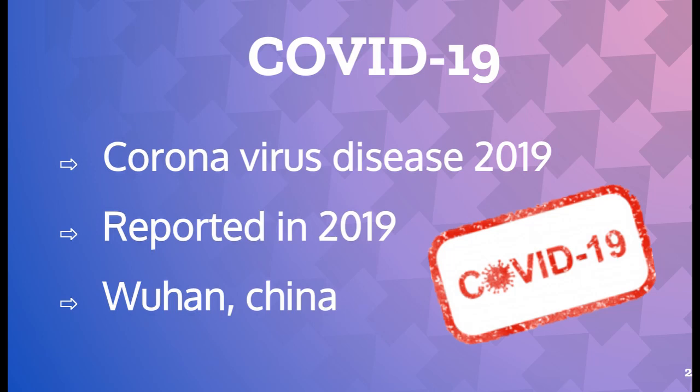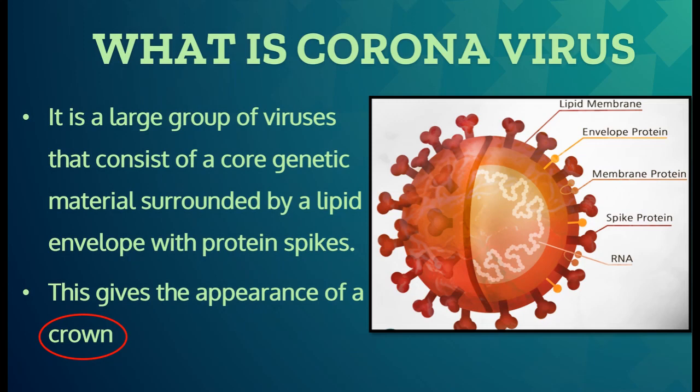COVID-19 stands for Coronavirus Disease 2019. It was first reported in 2019 in a seafood and live animal market in Wuhan, China. So how will we define a coronavirus? It is a large group of viruses that consist of a core of genetic material surrounded by a lipid envelope with protein spikes. This gives the appearance of a crown, which in Latin is called corona, hence named coronavirus.